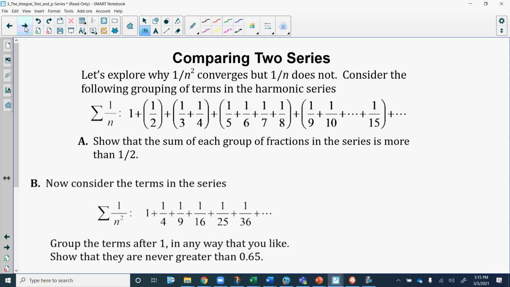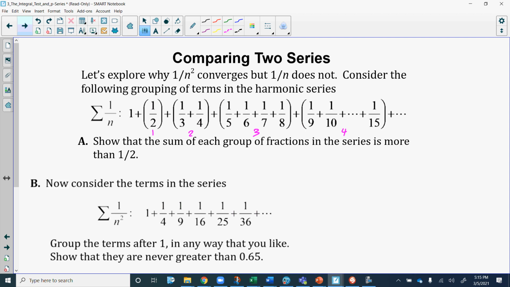Consider the following grouping in terms of the harmonic series. Now, this is kind of a simplified version of what was done a long time ago as a proof for why the harmonic series diverges. And they're looking at particular groupings. And towards the end, I'll illustrate what the proof was meant to do. But looking at the groupings here, this one is group 1, this one is group 2, these 4 fractions are group 3, and so on.